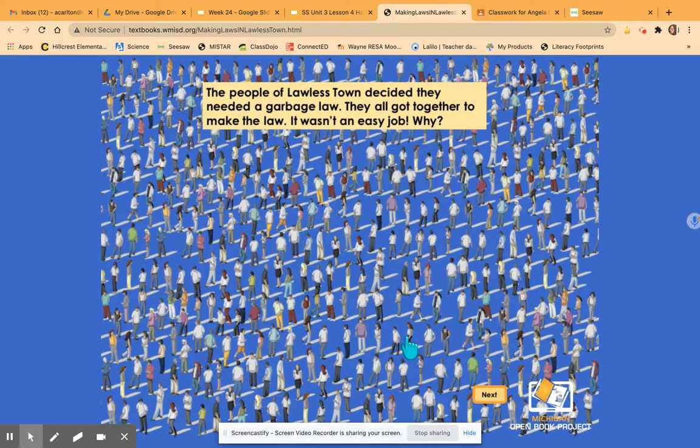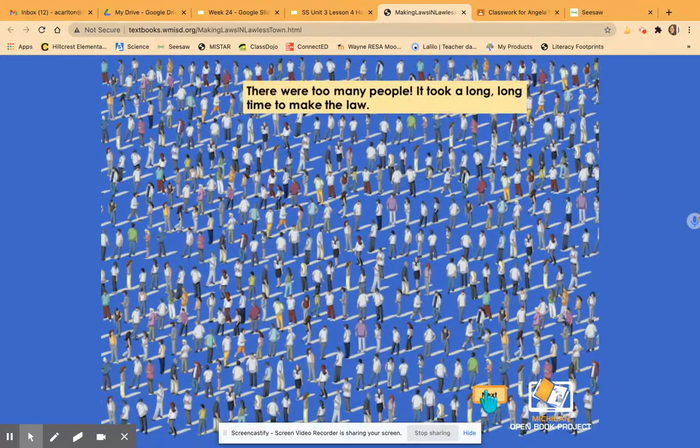The people of Lawless Town decided they needed a garbage law. They all got together to make the law. It wasn't an easy job. Why? There are too many people. It took a long, long time to make the law.